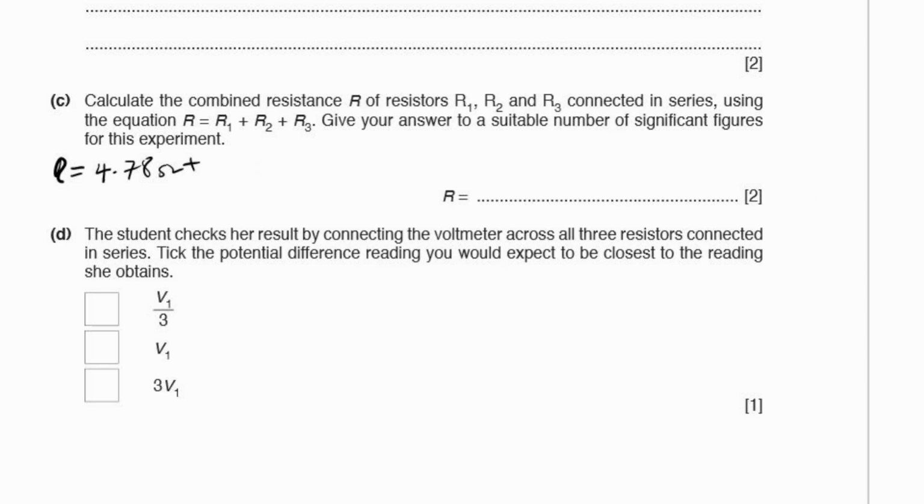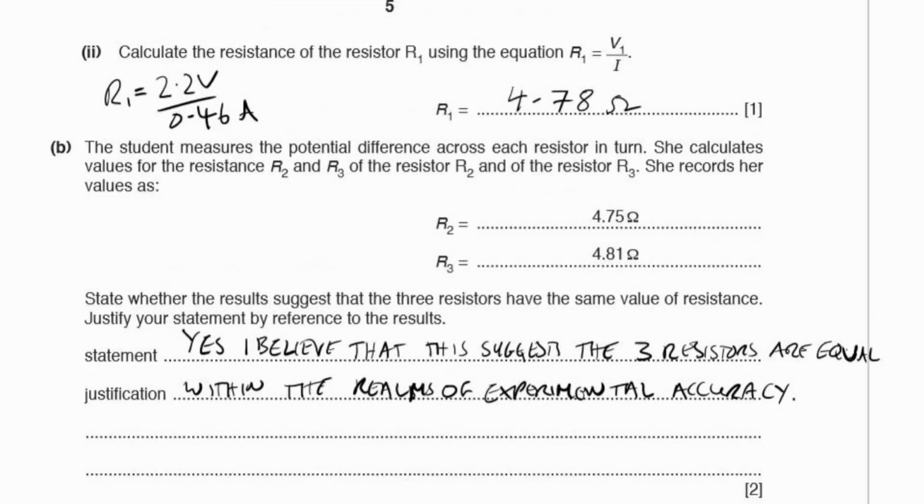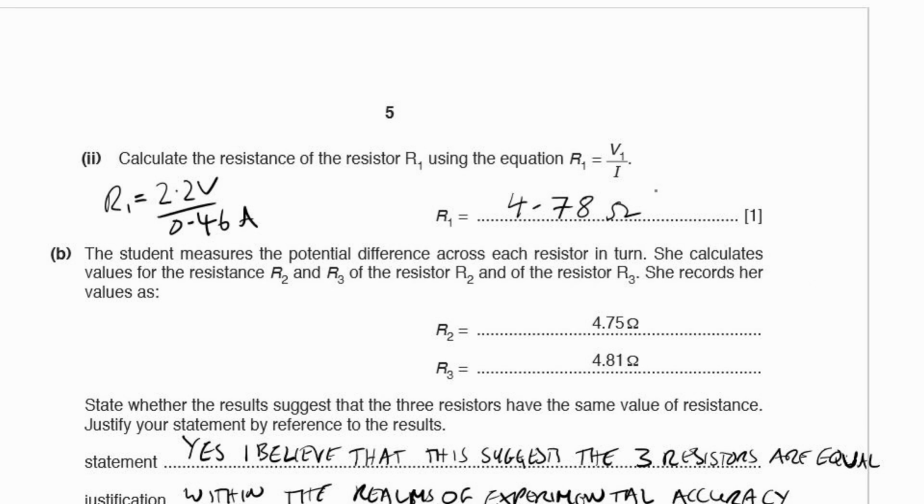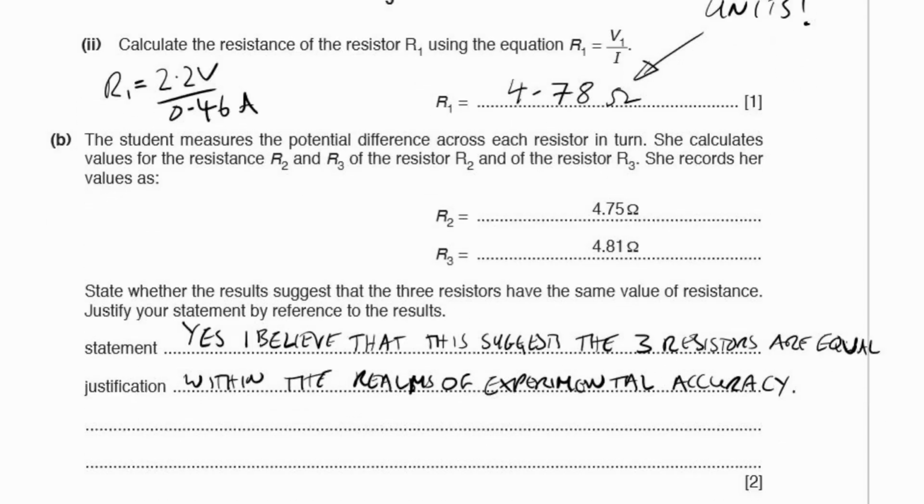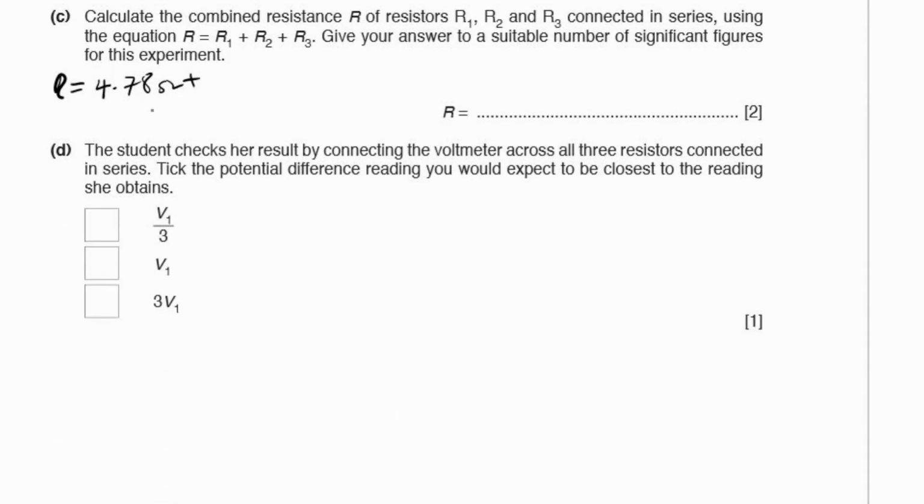Ooh, let's jump back and check if we wrote down our value, our unit. Yes, there we go. Key point, write down the units. And if you ever panic in the exam, go back and check. It's not a problem. So R equals 4.78 ohms plus 4.75 ohms plus 4.81 ohms, which if I add them all together is 14.34 ohms.